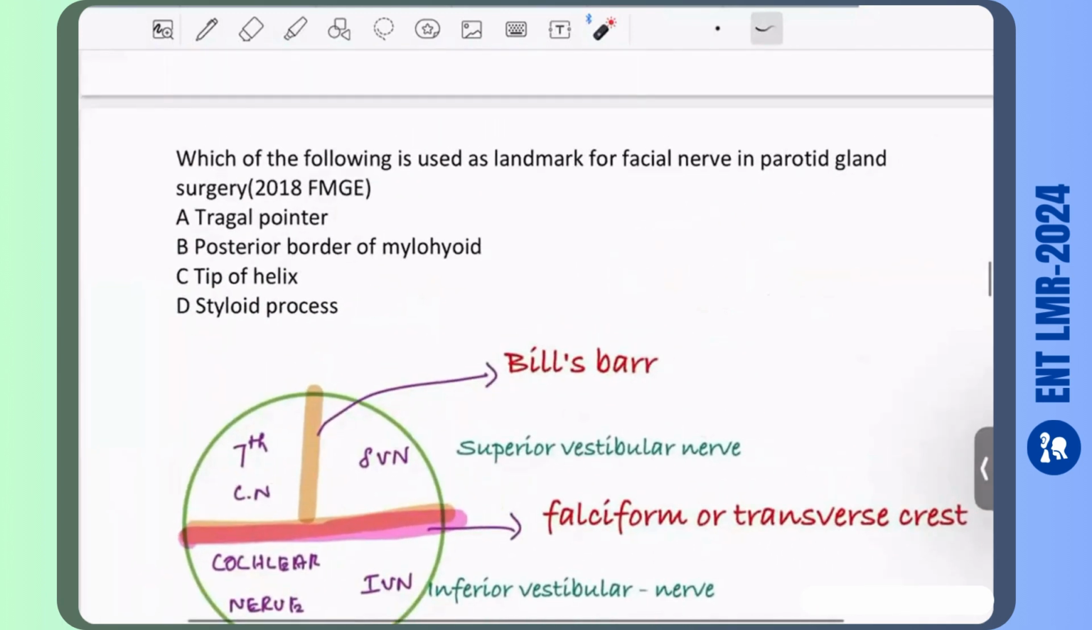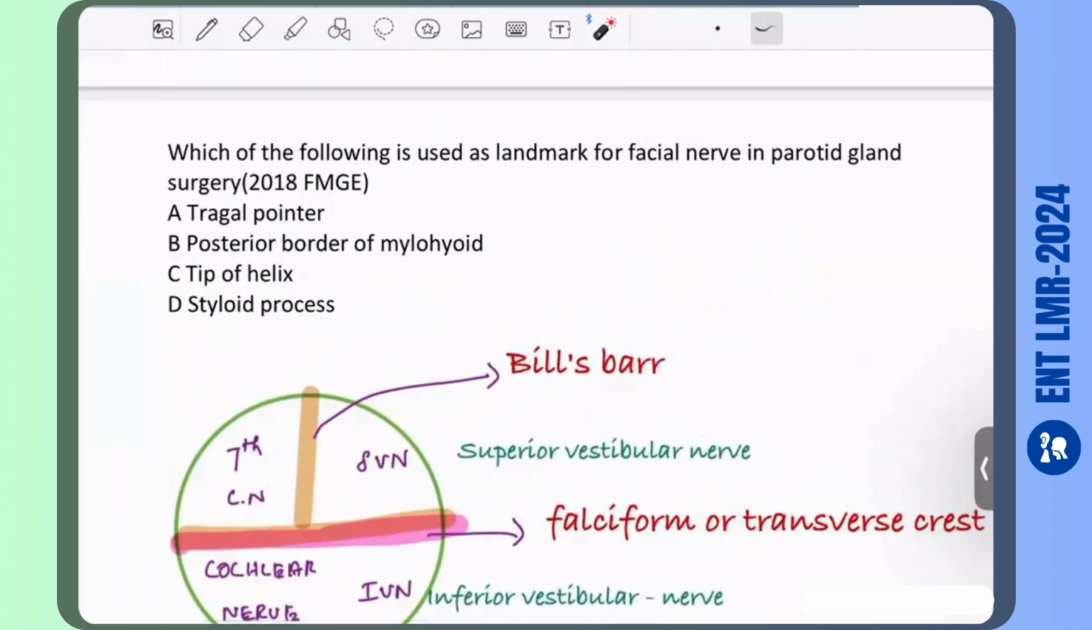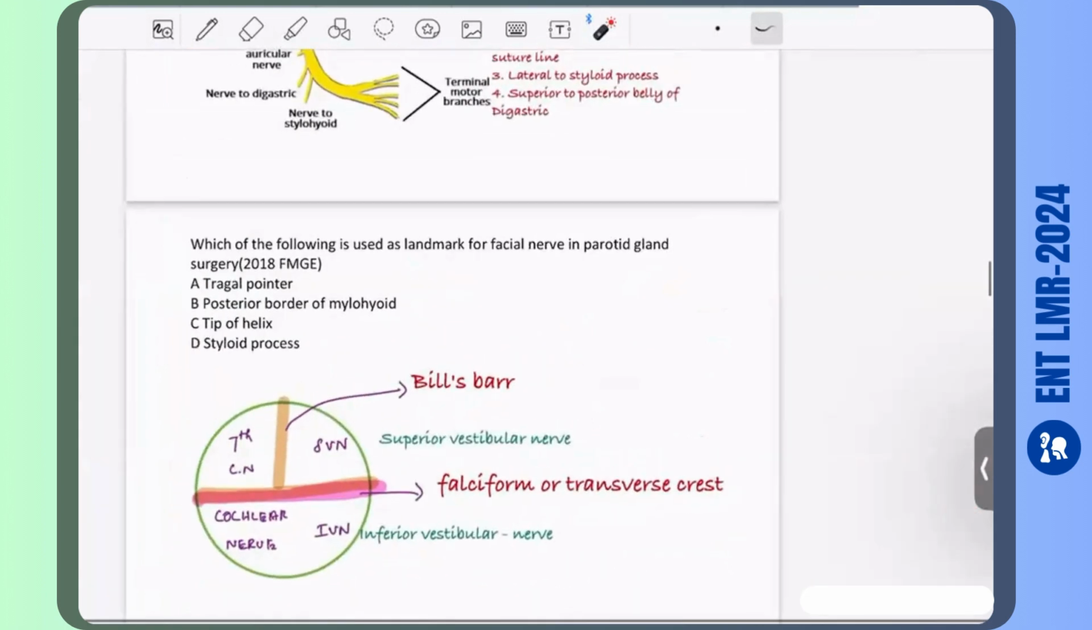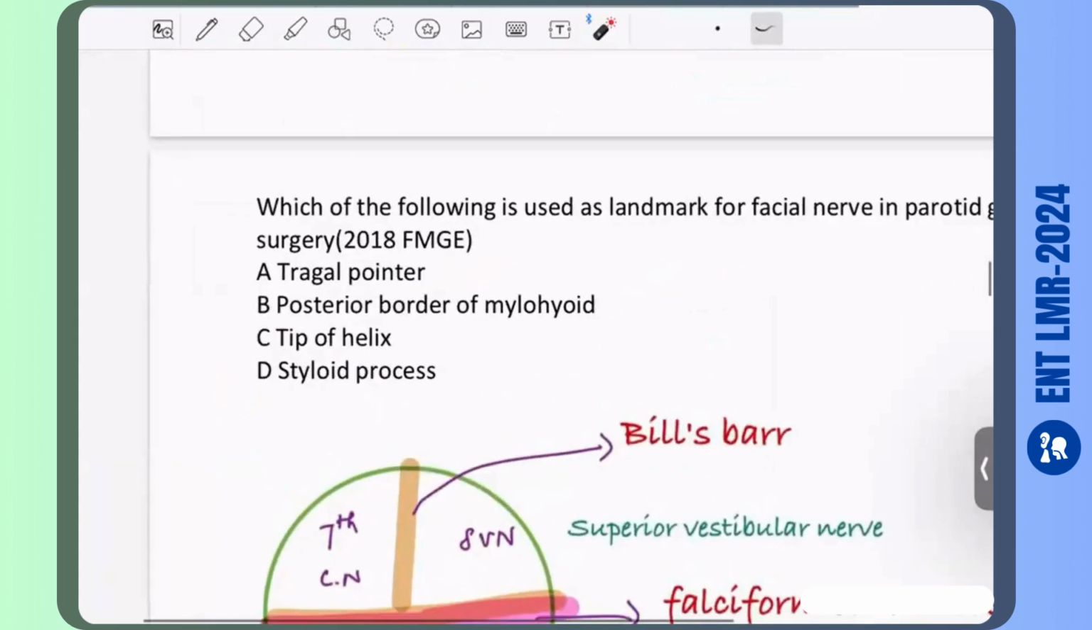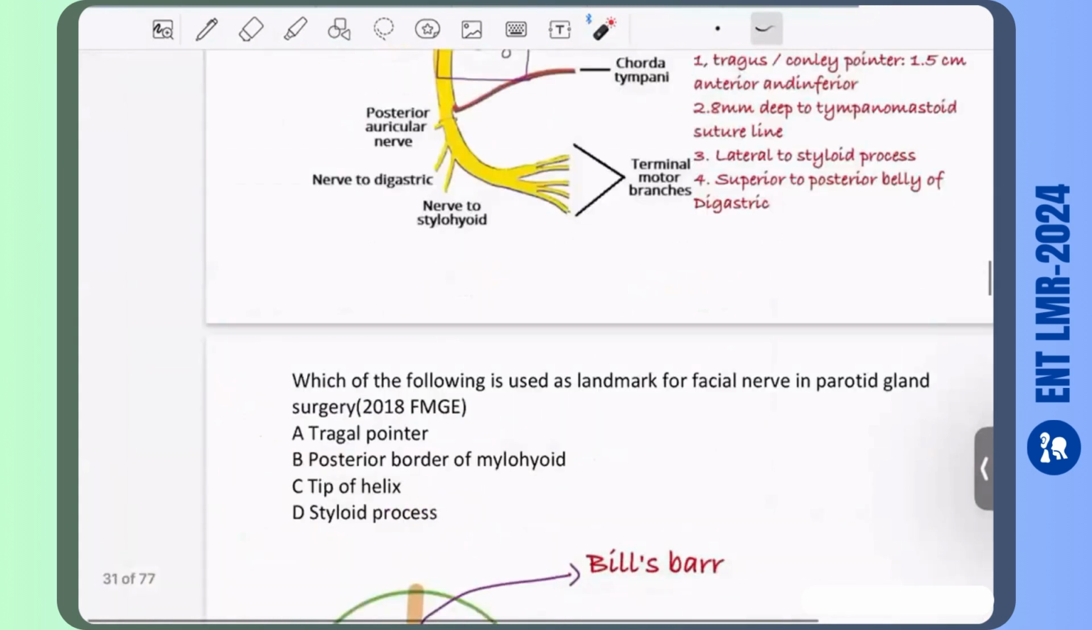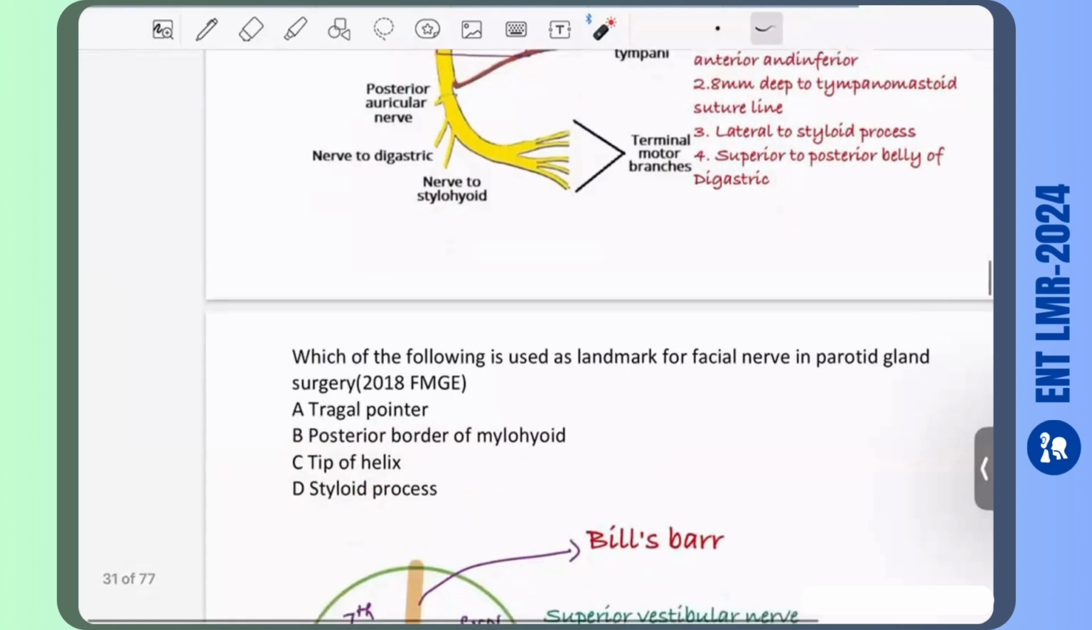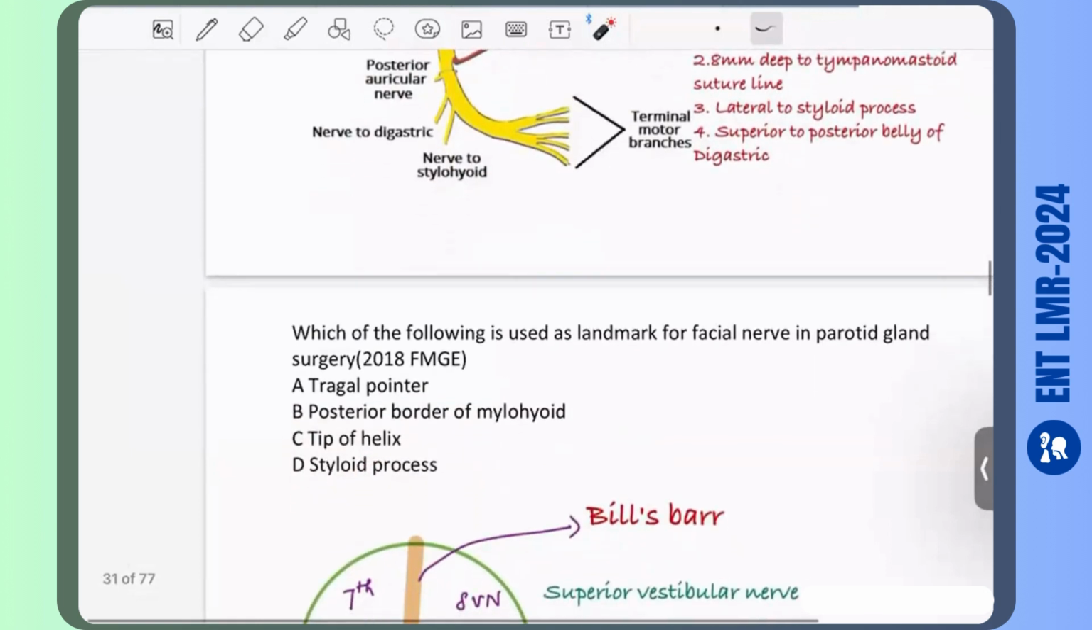So which of the following is used as landmark for facial nerve in parotid gland surgery? Tragal pointer. Okay. Others are not correct. Styloid process they have not given specifically. So lateral to styloid process they would have given, or posterior belly of digastric would have been given, or tympanomastoid suture they would have given. So that is not the case.